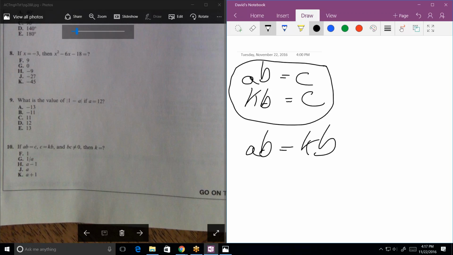And then I can divide both sides by B, but I can only do that if I know B is not 0. If there's a possibility that B is 0, then I can't divide both sides by B. What this statement is saying is that if BC is not equal to 0, then B is not 0, right? And so you can divide both sides by B, and you get K equals A.